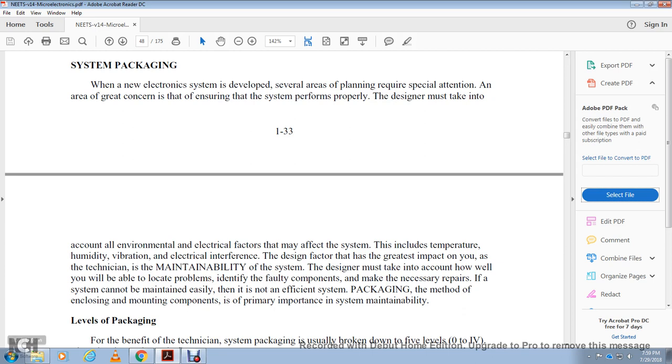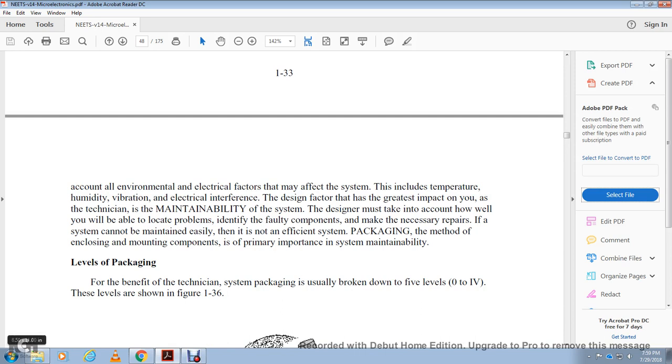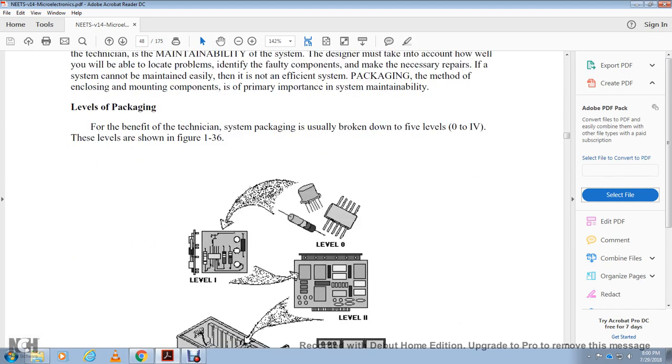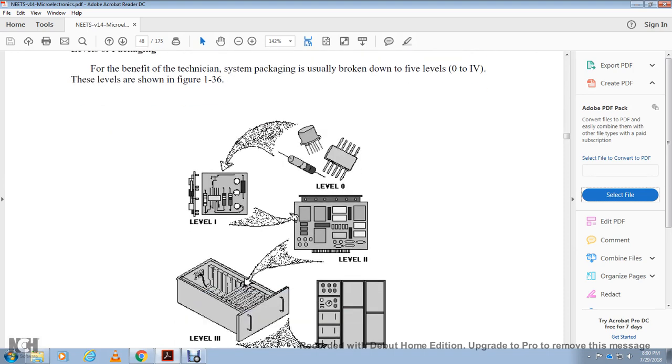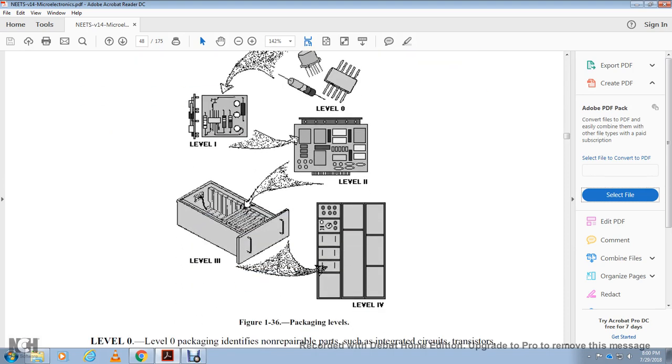The system packaging method of enclosing and mounting components is primarily important to maintainability. Levels of packaging exist for the benefit of the technician. System packaging is usually broken down into 5 levels, 0 to 4. These levels are shown in Figure 136: Level 0, Level 1, Level 2, Level 3, Level 4.